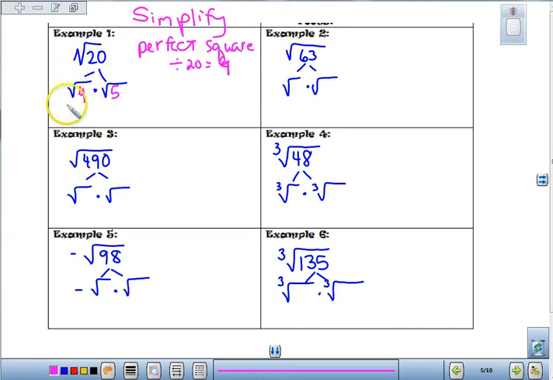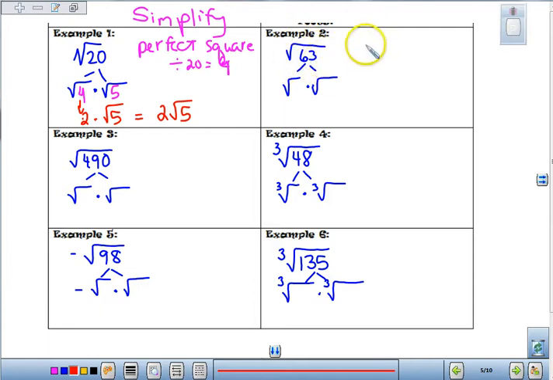Do we know the square root of 4? One of our perfect squares. Since we know the square root of 4, the square root of 4 is 2. We're going to have times the square root of 5. Now square root of 5 can't be factored into a perfect square, so our answer is written as 2 square root 5.